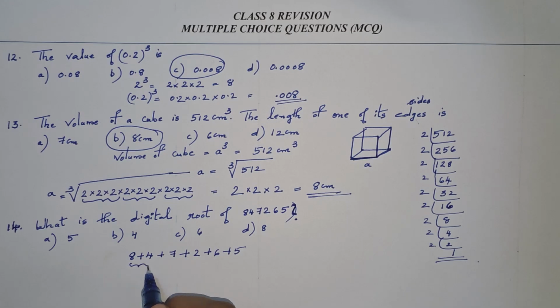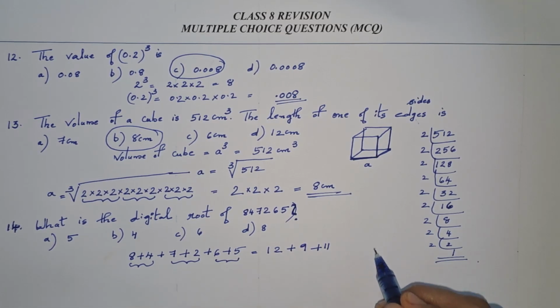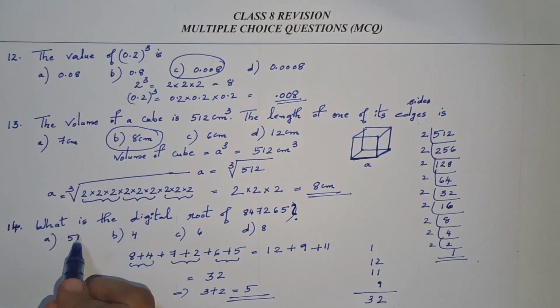Now 8 plus 4 will give me 12, 7 plus 2 will give me 9 and 6 plus 5 will give me 11. Let's add all of these. 12 plus 11 plus 9. 9 plus 1 is 10. 10 plus 2 is 12. 2 carry 1. 1 plus 1 plus 1 is 3. 32 is the number. Again, that's not a single digit number, so we have to add those. 3 plus 2 will be 5. The correct answer is option A, 5.